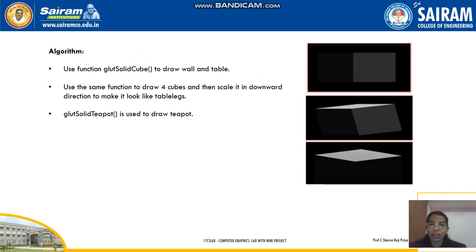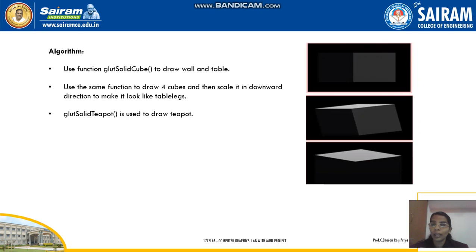Right. So this is the algorithm. I'll be using an inbuilt function known as glutSolidCube to render a cube, and this cube I'll rotate in a desired angle. I'll scale it and I'll translate it into position to get the walls and the table.